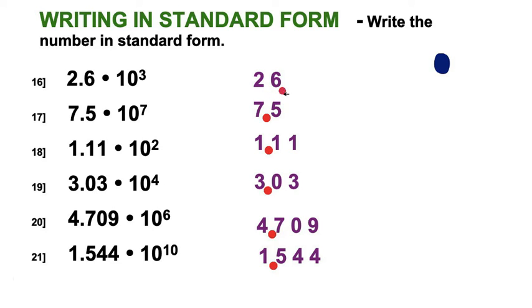You move it, that's 1. When you move it again, you need a placeholder. And then you move it again, you need another placeholder. So that number is going to look like that. That's 2.6 times 10 to the third. We would often say 2600, but it's 2.6 thousands in our scientific notation.